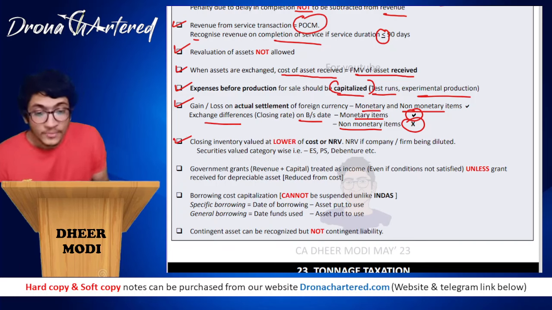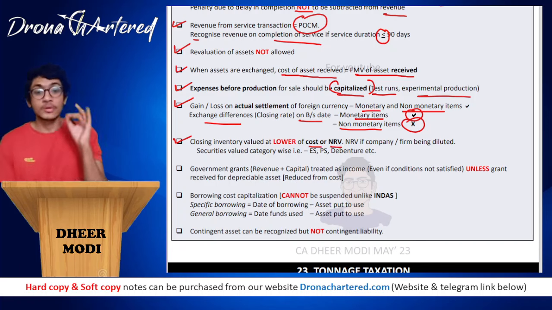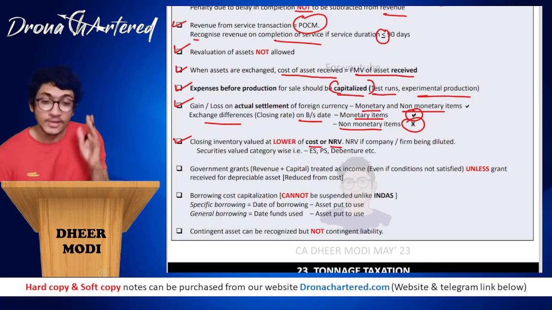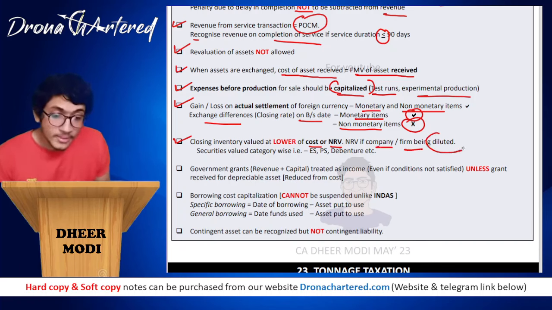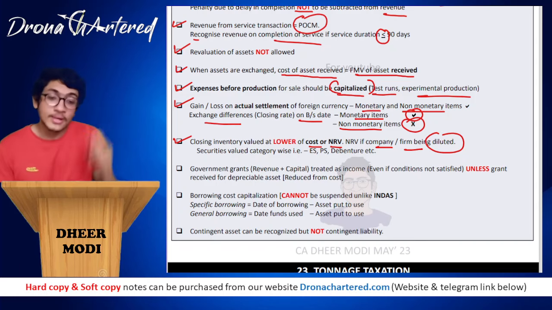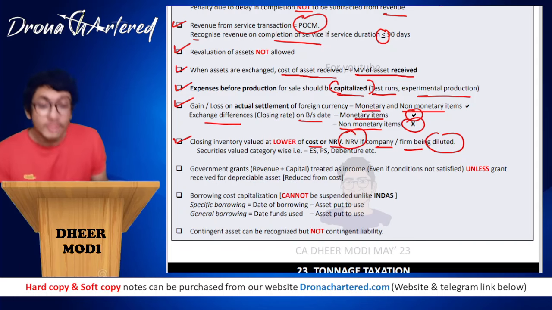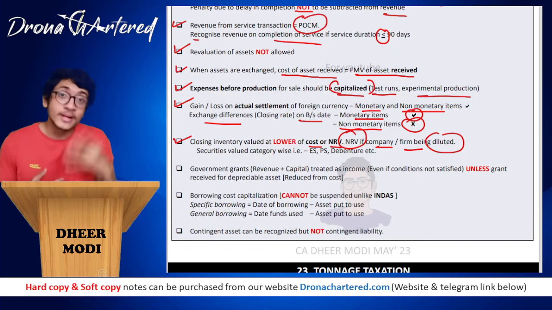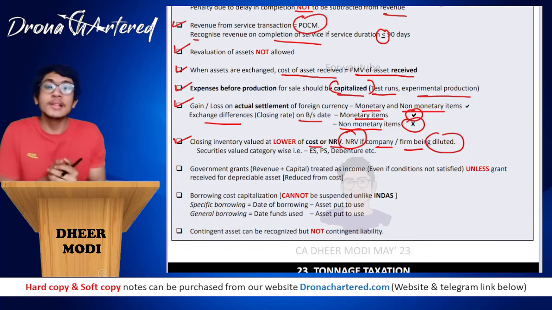Okay. Next is your closing inventory should be valued at lower of cost or net realizable value. So lower of cost or NRV, that is how my closing inventory will be valued. However, if my company or my firm is being dissolved, that means it is being shut down, in such a case it will be valued at NRV. My closing inventory will now be valued at my net realizable value, because I have to sell this, no?